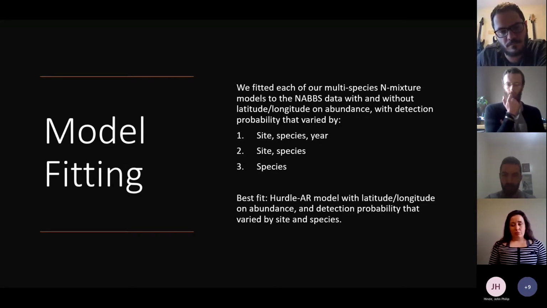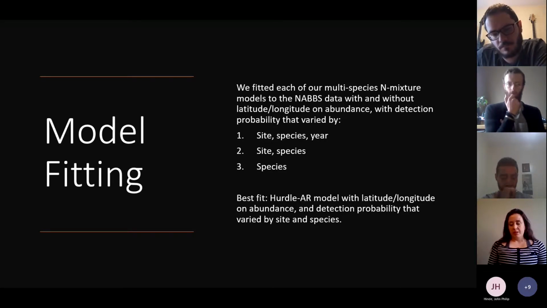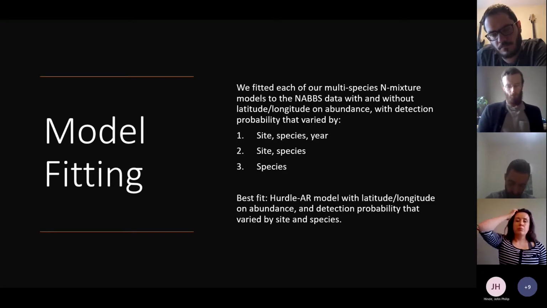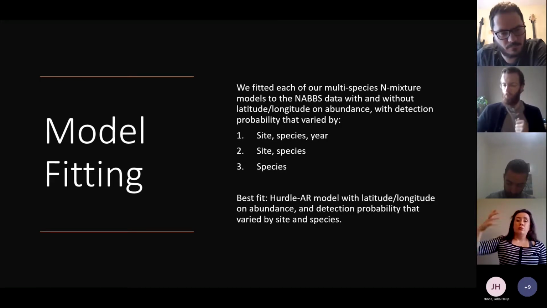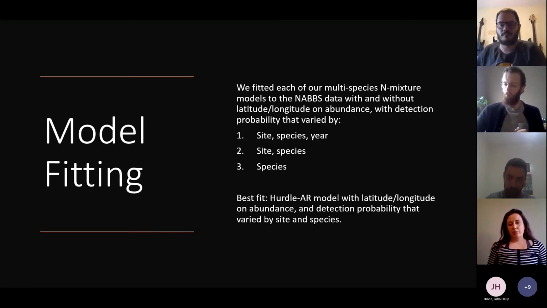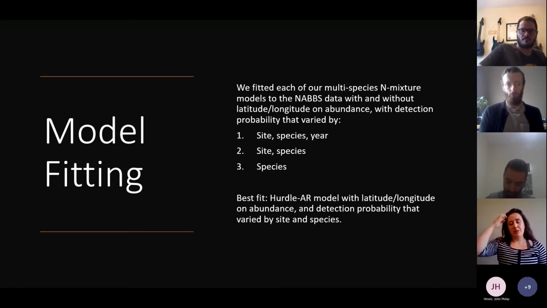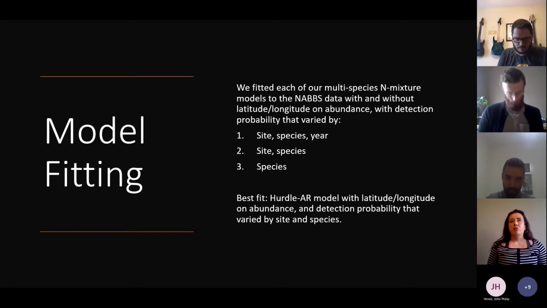We also fitted each of the models with and without covariates on the abundance. The covariates that we had on hand were the latitude and longitude of the sites. So we fitted each of these combinations. I can't remember how many combinations it was in the end, 18 maybe. And we compared them using DIC values, where DIC values are a generalization of AIC values that are useful in a hierarchical modeling situation.